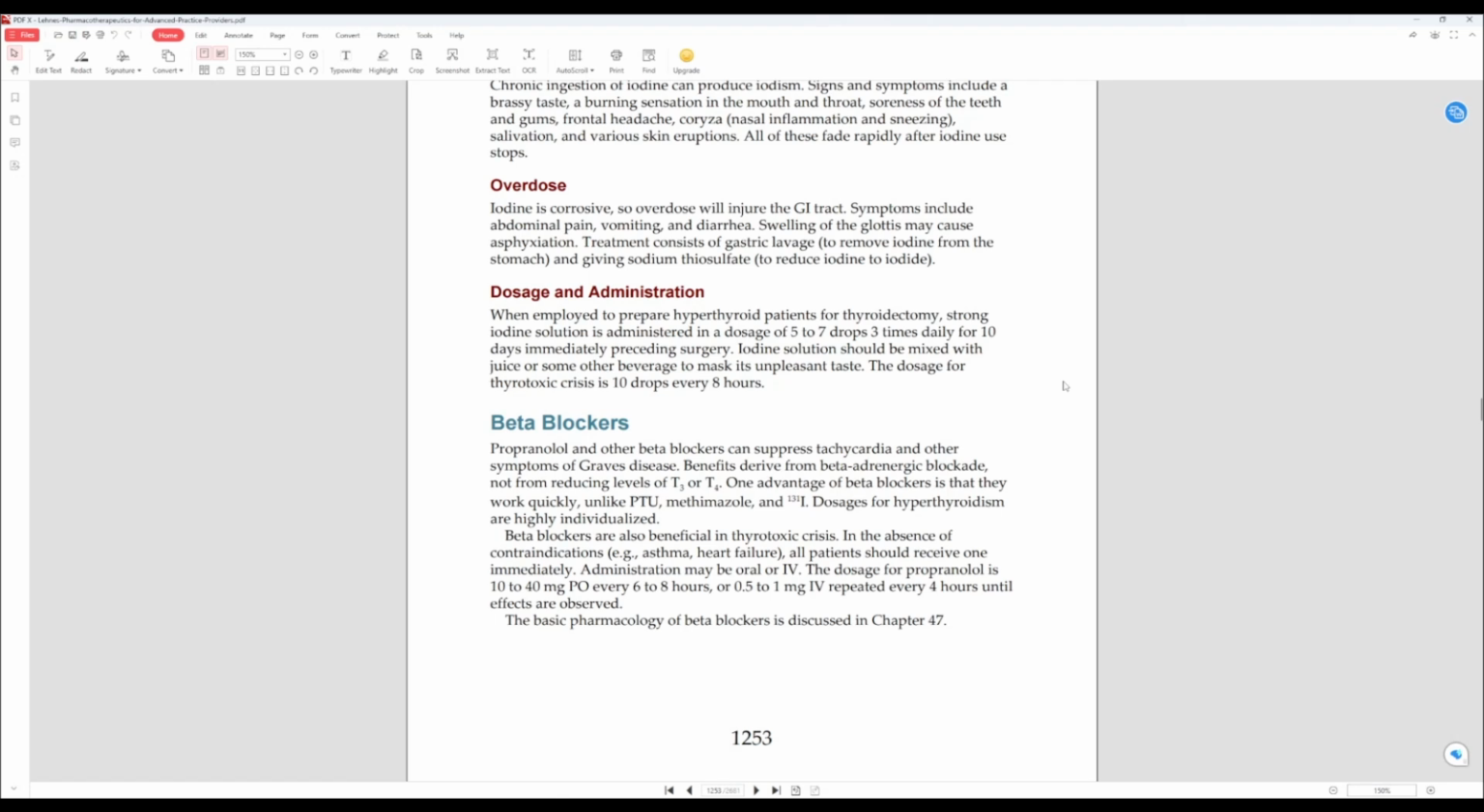And I will add one last thing of note. You want to make sure that the patient doesn't have asthma or heart failure because beta blockers are beta adrenergic and they are non-specific, so they can cause bronchoconstriction. So that's your fun little fact for the day.